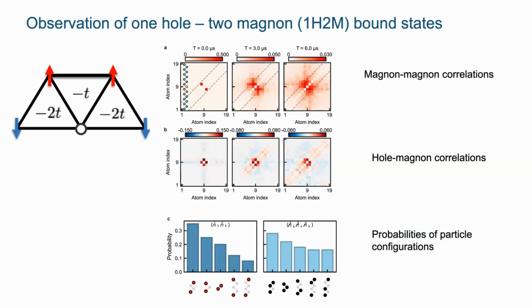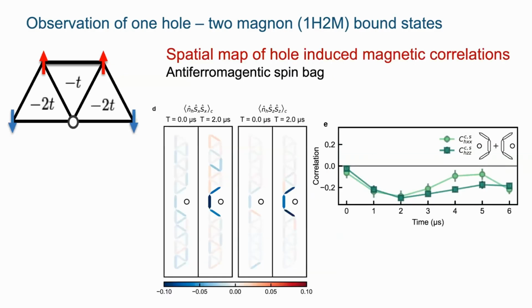The only reason magnons are staying together is because it's the best state for the hole to move. This binding really arises from the kinetic motion of the hole. In this case, they also measured spin correlations around the hole, and you can see that when the hole moves, it develops antiferromagnetic correlations around it.